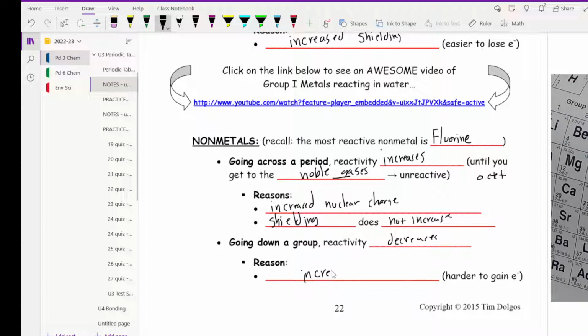That was Reagan, by the way. Thanks for letting us know. So increased shielding. She'll be forever captured in this video.